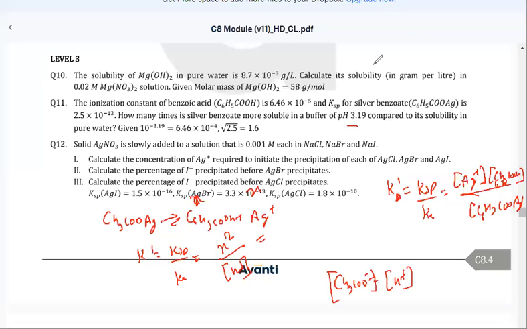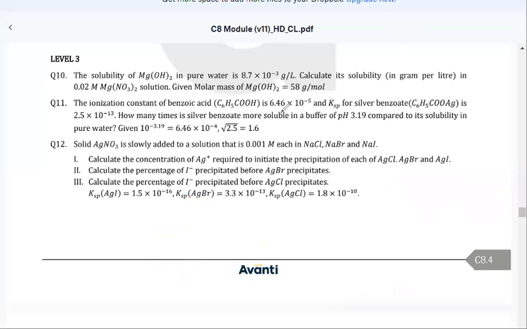See, from here you can get X. Now what is being asked? How many times is silver benzoate more soluble in the buffer compared to its solubility in pure water? For pure water it is easy, right? For pure water, Ksp is equal to S squared. So you can calculate S from here, and for the buffer, that is X. You have to find the ratio of X by S, as simple as that.